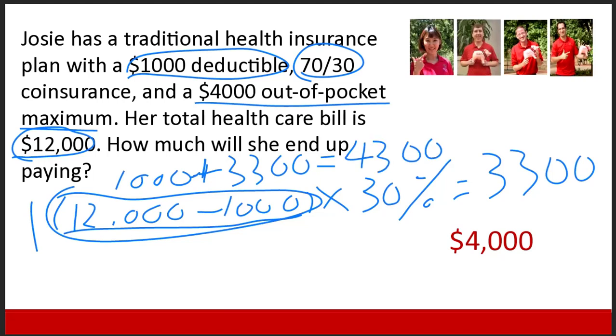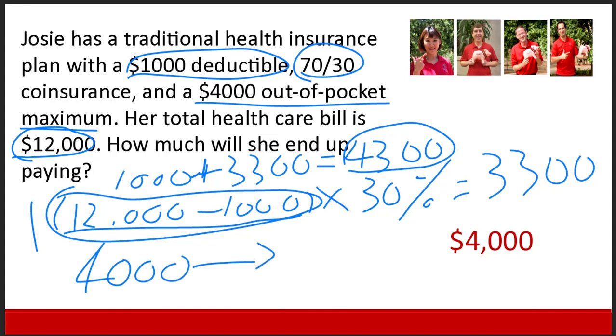And now we need to compare this number with the 4,000 out-of-pocket maximum, and we will choose the lower one. So 4,300 is higher than the 4,000 out-of-pocket maximum. So we'll choose the 4,000 out-of-pocket maximum as our final out-of-pocket cost. So any questions?